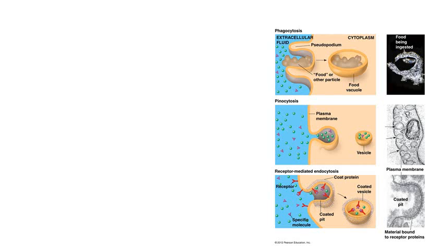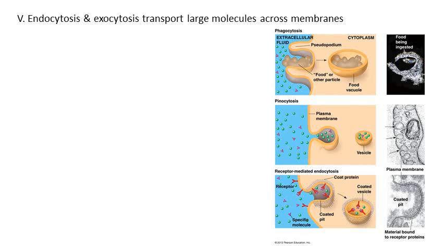Besides simple diffusion, facilitated diffusion, and active transport, cells also have bulk transport mechanisms by which they can move materials across the membranes. So what we're going to be looking at in terms of bulk transport, we'll be looking at endocytosis as a form of bulk transport and exocytosis. But each of these really involves large molecules being moved across cellular membranes.